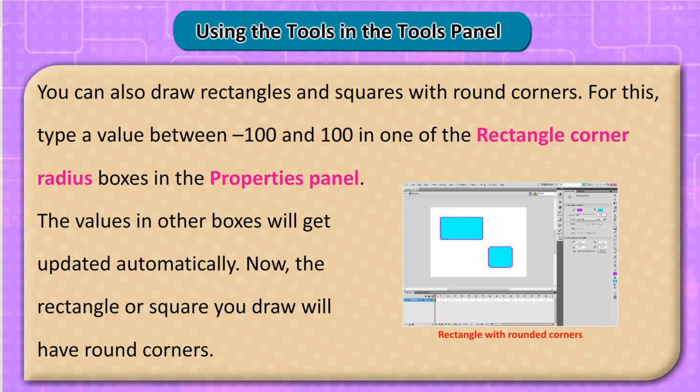You can also draw rectangles and squares with round corners. For this, type a value between 100 and 101 of the rectangle corner radius boxes in the Properties panel. The values in other boxes will get updated automatically. Now, the rectangle or square you draw will have round corners. Specify the values for rounded corners.